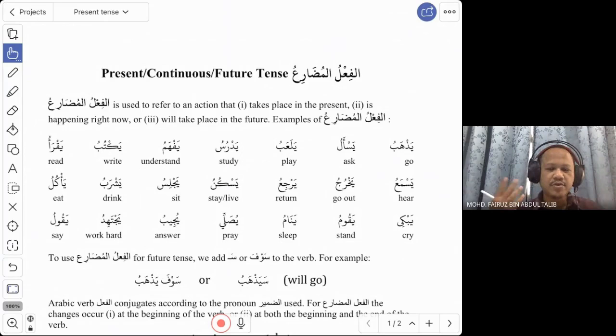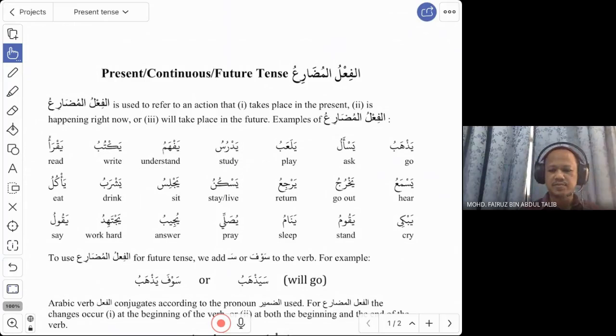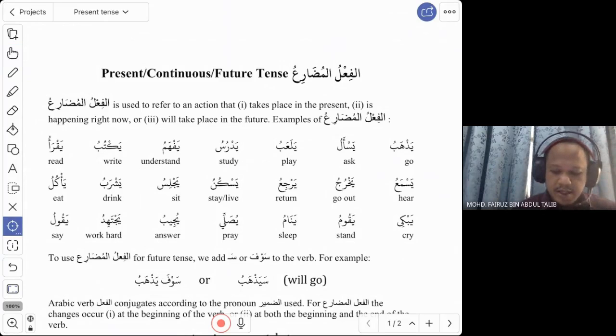Okay, so for those who have yet to do the exercise on verb conjugation, please do it and submit it in Google Classroom. So far I have only received from Izati. Yes, so please do it, because if you don't, you will be confused when we learn this topic, fi'il mudhari, because you will see different changes. Now, for today's lesson, al-fi'lu al-mudari, or we just call it fi'l mudari.